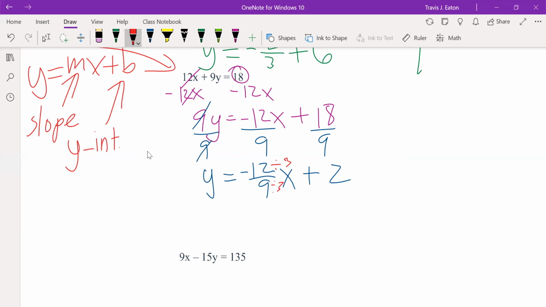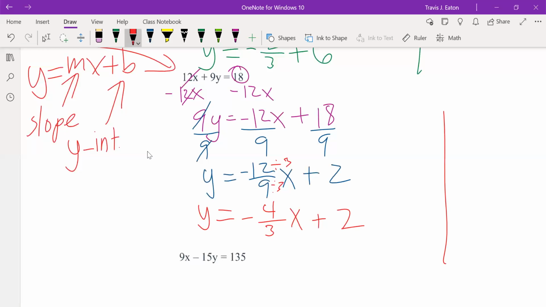And so when we drop this down, y equals negative, of course, because it was negative before. 12 divided by 3 is 4. And 9 divided by 3 is 3. Multiply that by x plus 2. And there we have our equation of this line that was in standard form. Now it's in slope-intercept form.